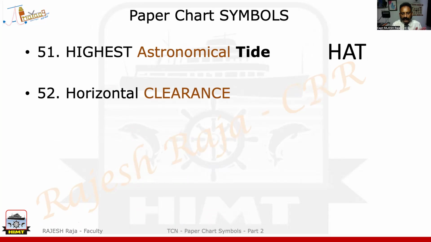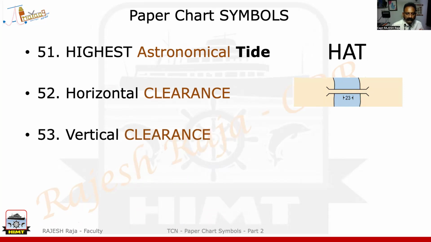Let us look at two symbols which are talking about, let us say, a river channel or something. You can have a horizontal clearance of this waterway, which is 23 meters horizontal clearance. Vertical clearance is also important for us. Again, I'll be talking about this in the tides. You can see it is giving you 20 meters vertical clearance.